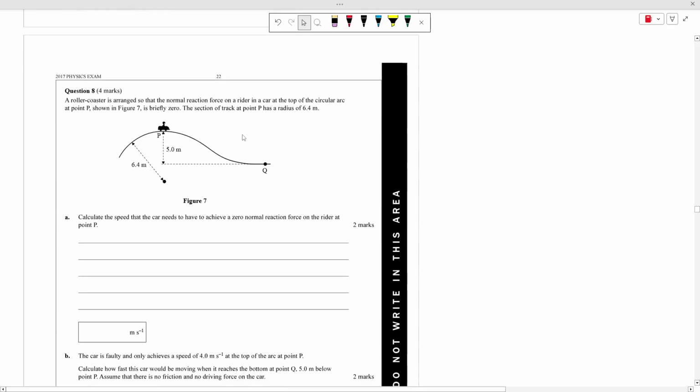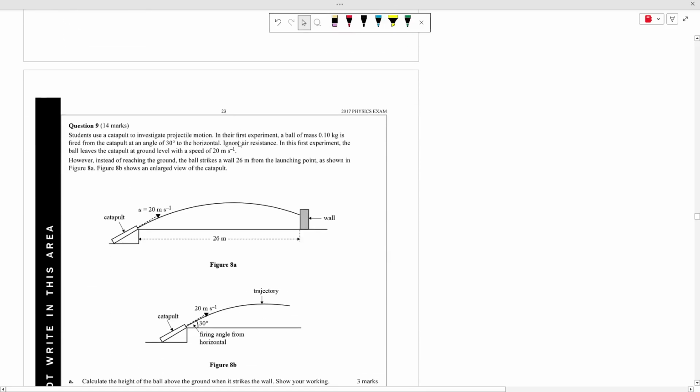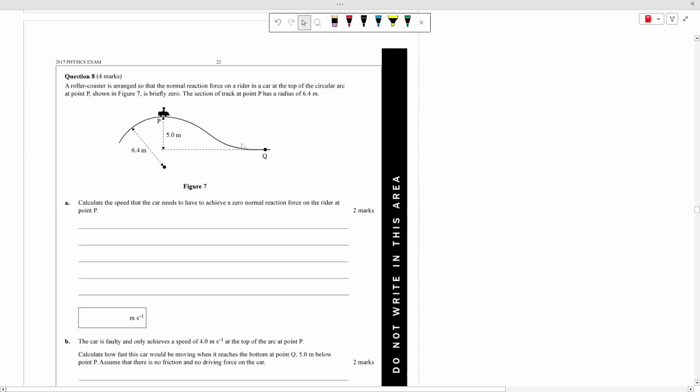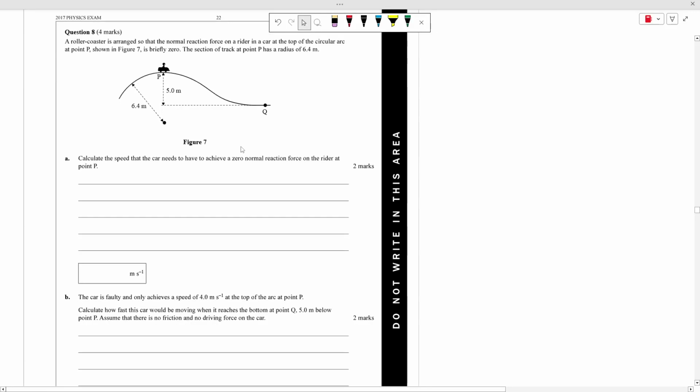All right, I might do this last question, just this last page, and then I'm going to pause and make a new video. So let's keep going. A roller coaster is arranged so that the normal reaction force on the rider in a car at the top of the circular arc at point P, shown in figure 7, is briefly 0. So make a note there, briefly 0 at the point where it is. The section of track at point P has a radius of 6.4 meters.